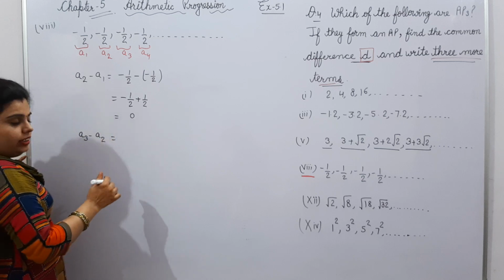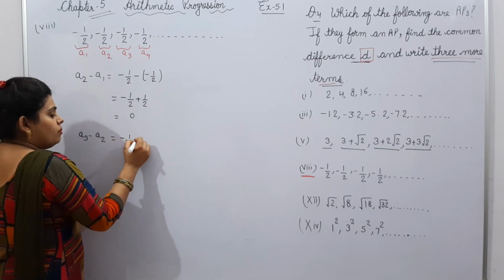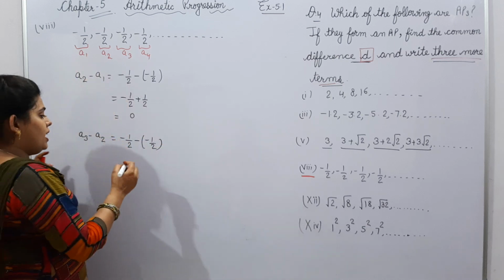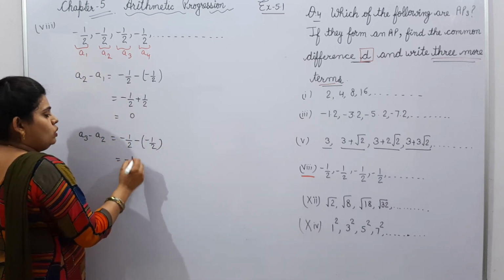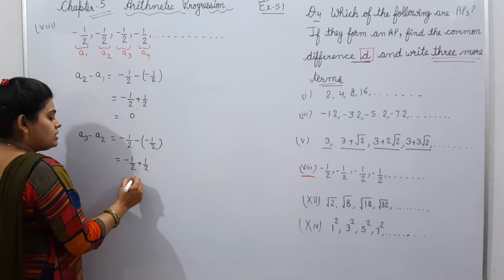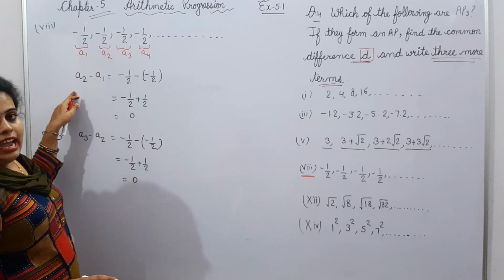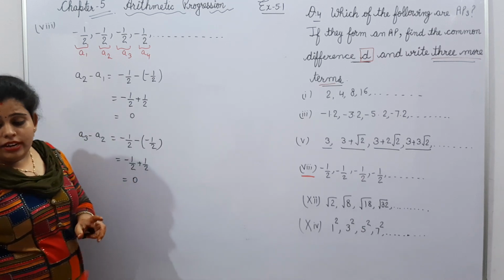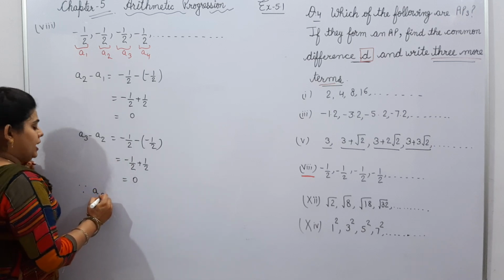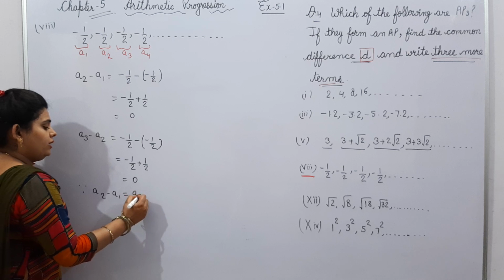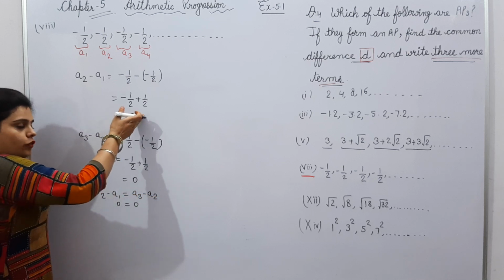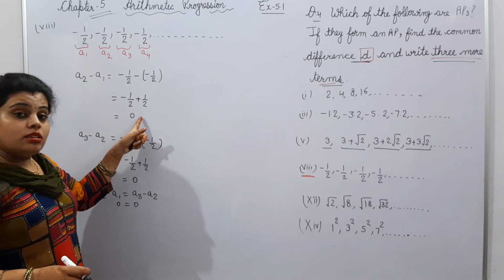What is the value of A3? Minus 1 by 2, because A2 is minus 1 by 2. Minus 1 by 2 plus 1 by 2. On adding, what we will get? 0. So, what we are seeing here? A2 minus A1 is equal to A3 minus A2, 0 is equal to 0, because difference between two consecutive terms is 0.